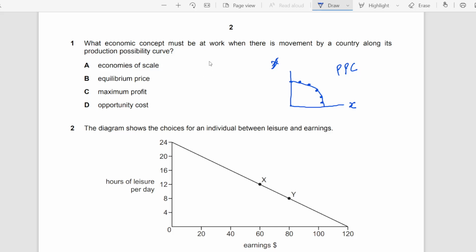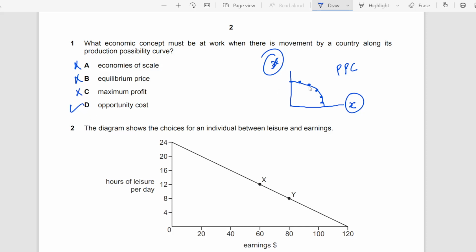So the question is, what economic concept must be at work when there's a movement by a country along its production possibility curve? Let's say a country produces product X and product Y, and there's a movement along the PPC. Which concept is at work? The economies of scale? No, it has nothing to do with economies of scale. The equilibrium price? No, because equilibrium price is a completely different concept that has to do with demand and supply. Maximum profit? No. Opportunity cost?